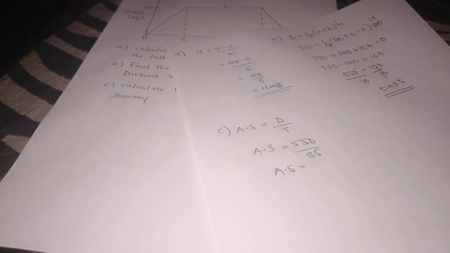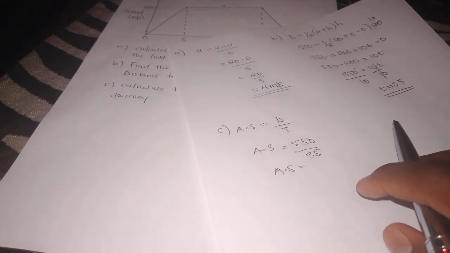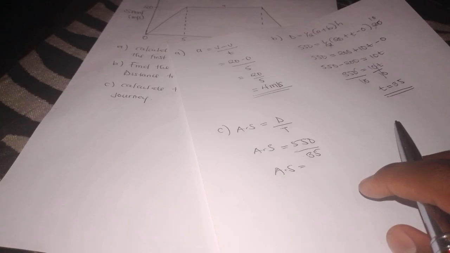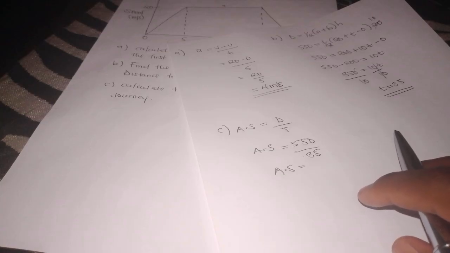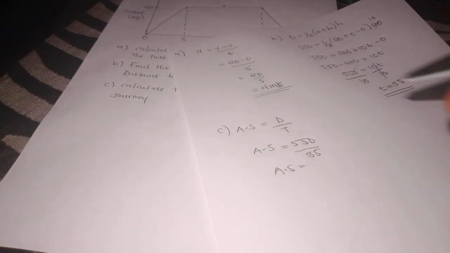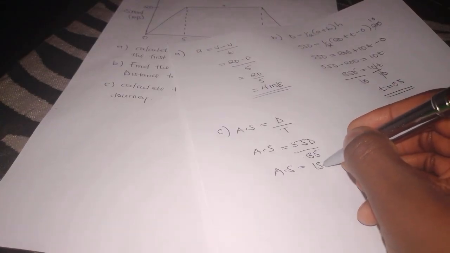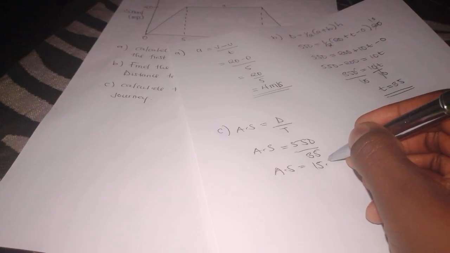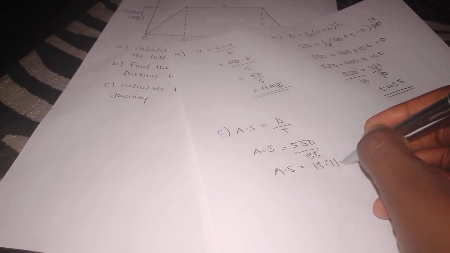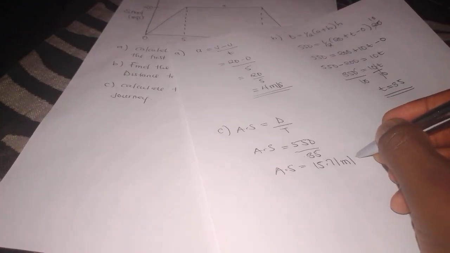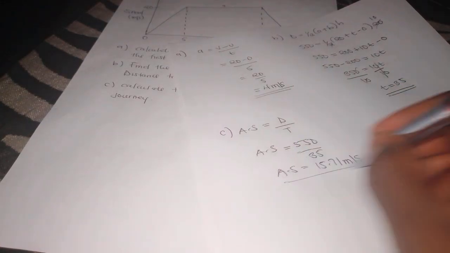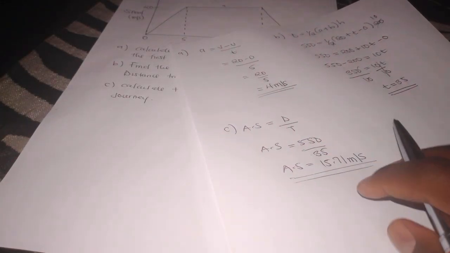Remember, calculators are not allowed, so you should be practicing. We're going to have something like 15.71 meters per second, and that's our final answer.